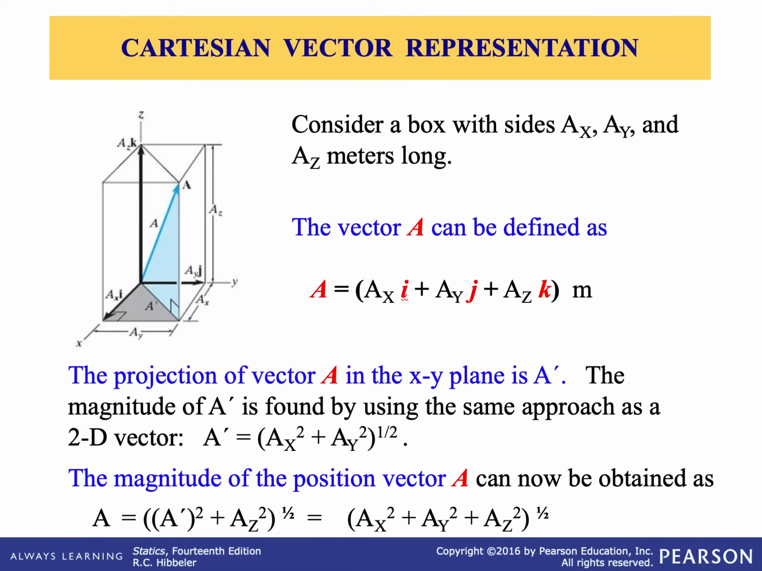So any vector in 3 dimensions, if you are able to write it in the i, j, k form, which is the rectangular Cartesian coordinate system form, it is going to be very easy for us to work with it and do all the algebraic manipulations. I want you to think of the vector A as being inside a box, and the sides of the box are the Ax, the Ay, and the Az components of the vector A.